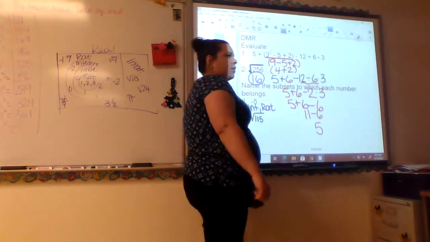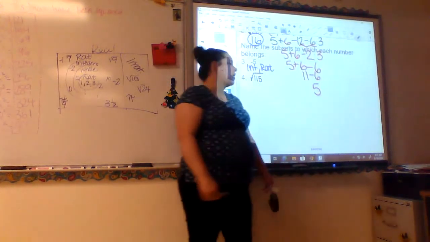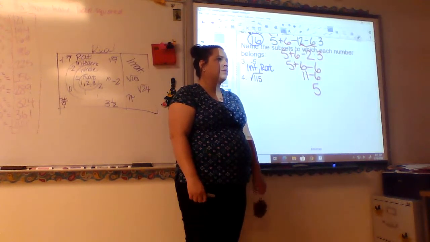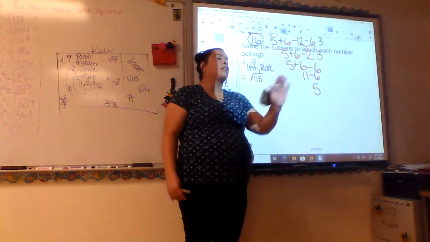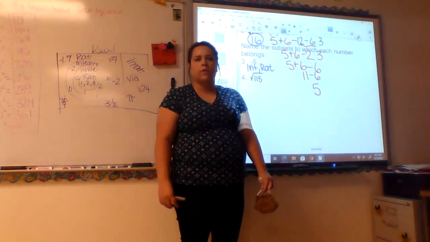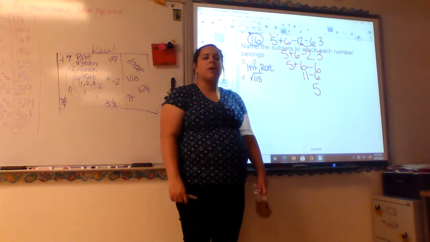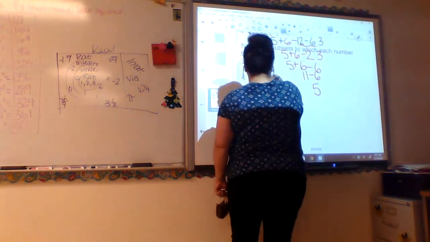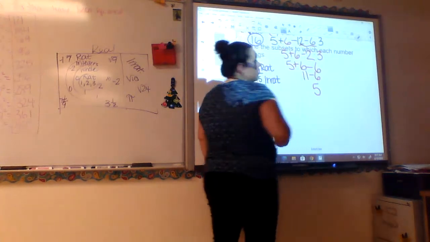All right, quick. Draven, what's the square root of 115? I don't know. It's about 11, but it's not exactly, right? Because we don't know what the square root of 115 is, so that must be a square root of a non-perfect square, which makes it irrational. That one's irrational.